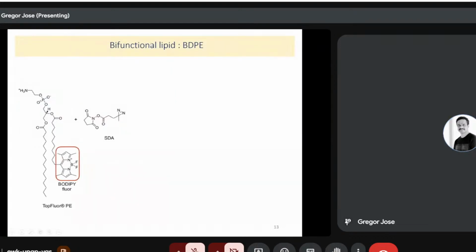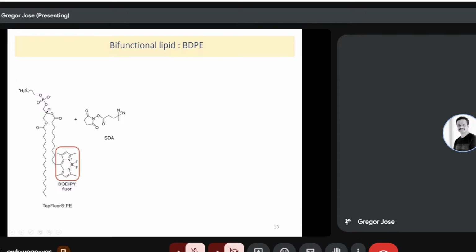This is a bifunctional lipid. It's very simple, it was a biology lab. What we did, we took a phospholipid, phosphatidylethanolamine. If you see the head group, it's an ethanolamine. The fluorophore is called BODIPY. The specialty of this fluorophore is that if you excite it with light of a particular wavelength, it can emit fluorescence. So this is a fluorescent lipid.